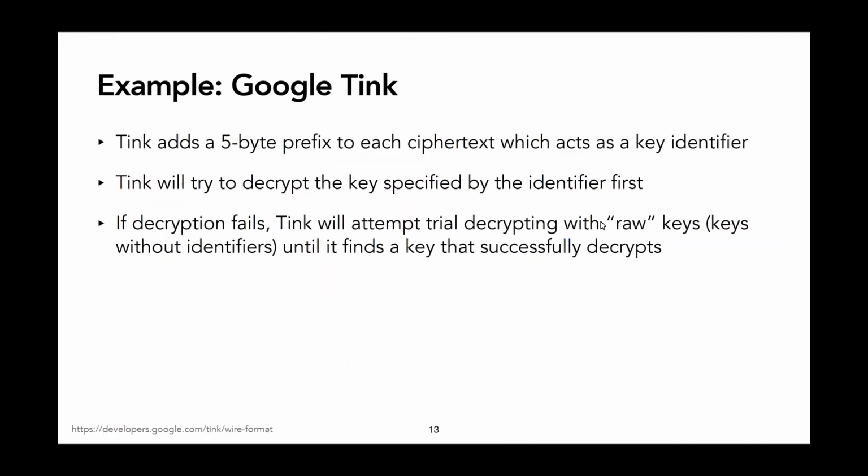So Tink's approach to this is to add a 5-byte prefix to each ciphertext, which acts as a key identifier. And Tink will then try to decrypt with the key specified by the identifier first. If decryption fails, Tink will attempt to trial decrypt with raw keys, which in its model are keys without identifiers, until it finds a key that successfully decrypts. But it's unclear what security goals this achieves because this doesn't align with our model of AEAD.